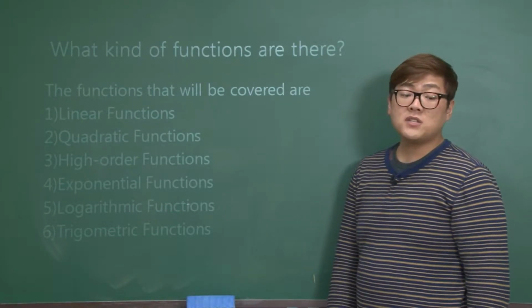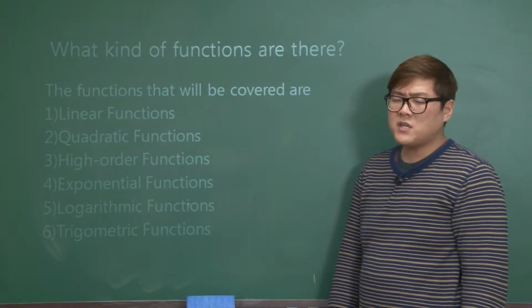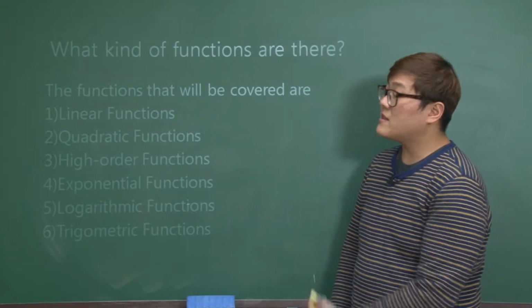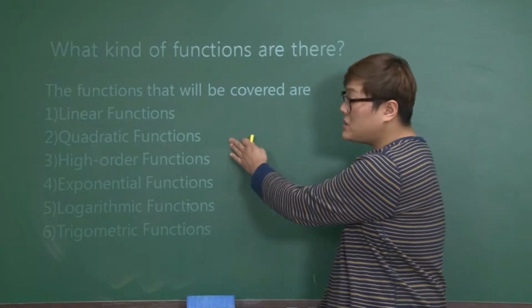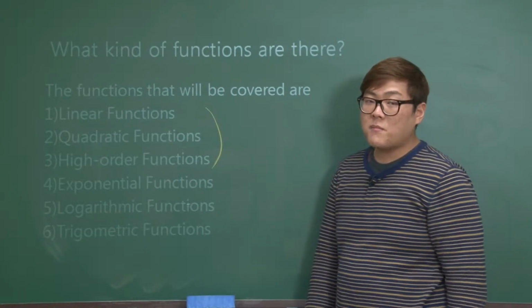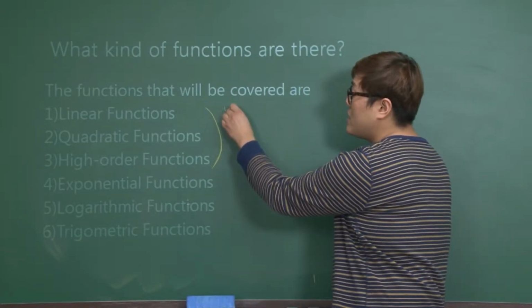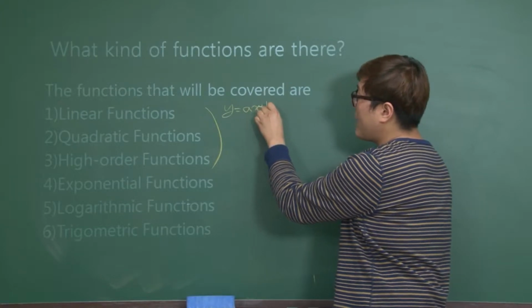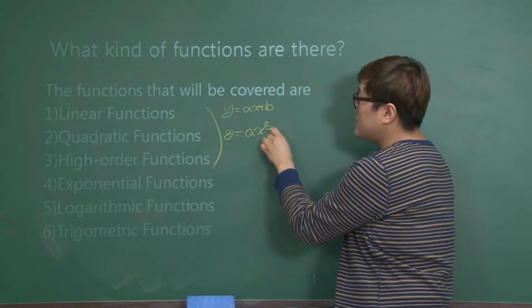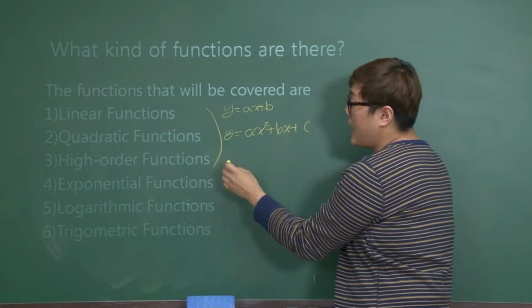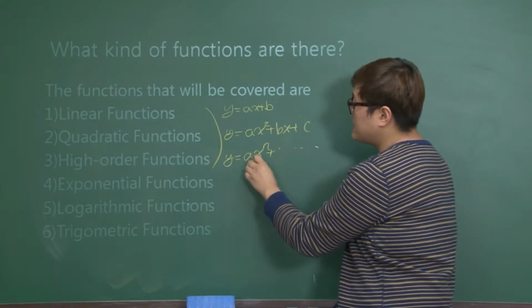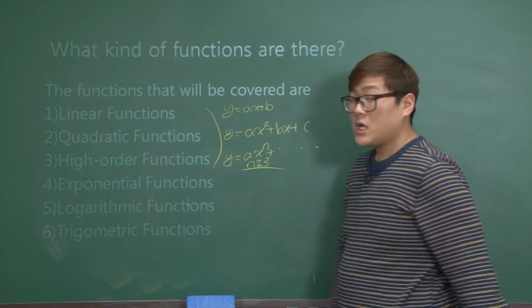Okay, so what kind of functions are we going to learn? These are the functions that you're going to learn in the future. First, linear function. Second, quadratic function. Third, higher order functions. These are determined by the maximum power of x. Linear looks like this: y equals ax plus b. Quadratic, the maximum power is 2, so it looks like this. And higher order looks like this, but n is greater than or equal to 3.